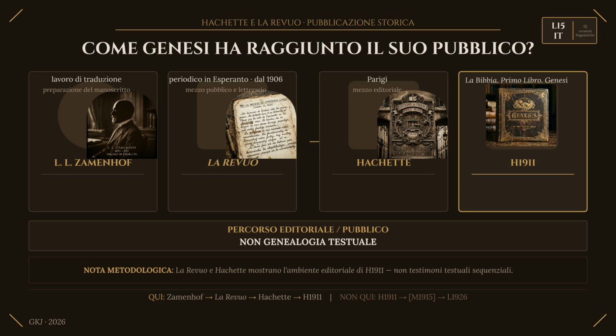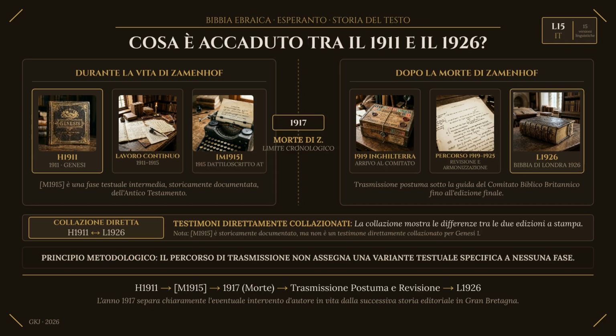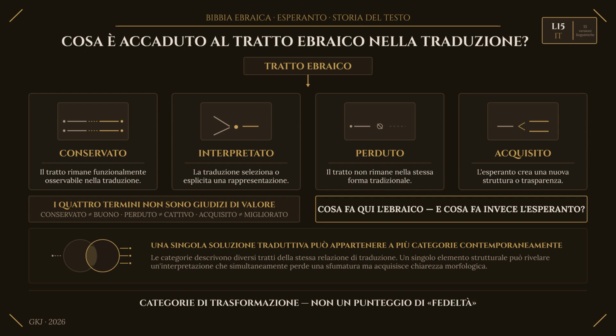How did the text reach its audience? This involves the editorial and public path, starting with Zamenhof's manuscript, appearing in the periodical La Revue and being published by Hachette in 1911. It's crucial to note this is an editorial history, not a sequential genealogical chain of texts. Between 1911 and 1926, the text underwent significant history. Zamenhof's life ended in 1917, which serves as a vital chronological marker. Posthumous transmission, guided by the British and Foreign Bible Society, led to the 1926 London edition, distinct from the author's initial work. When translating, what happens to a Hebrew trait?